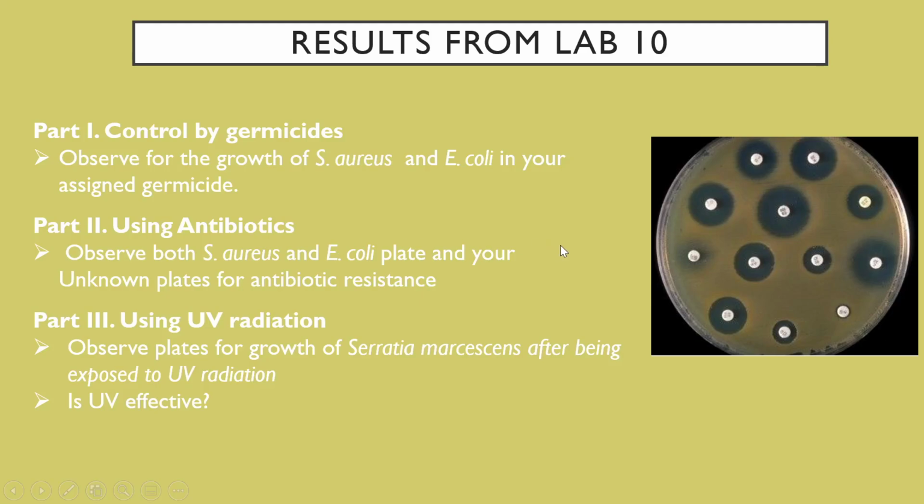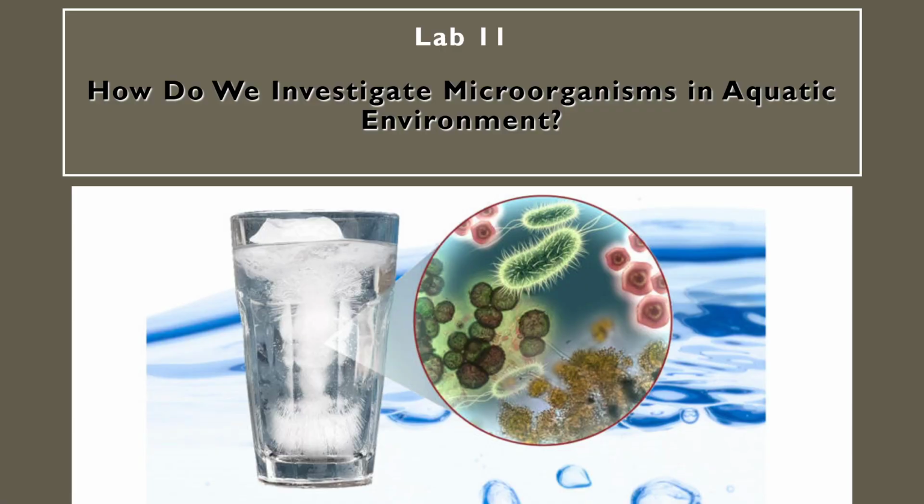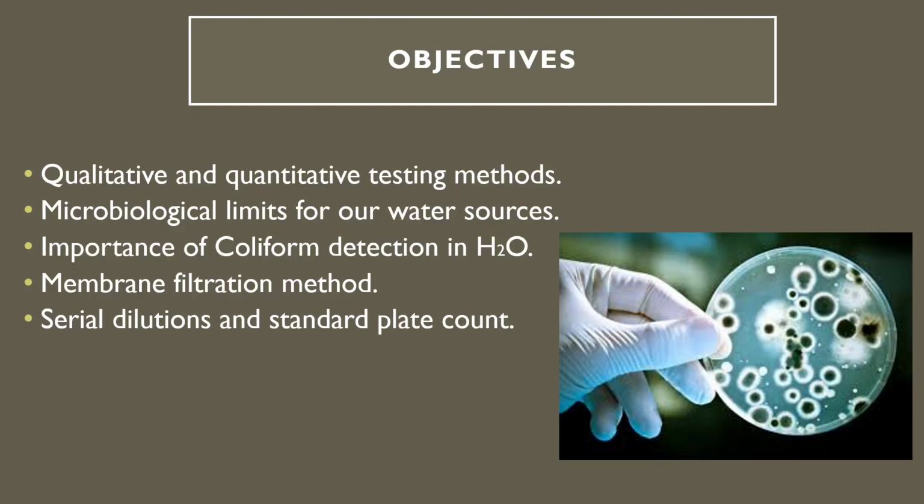So first thing would have been checking out the results from last week. So it's all the growth of our different organisms on our MacConkey agar. For Lab 11, we're going to be checking out how microorganisms can survive in aquatic environments and how we test for these microorganisms. So for the objective, we have qualitative and quantitative testing methods. We'll go over those. We have our microbiological limits, importance of coliform detection, membrane filtration, serial dilution, standard plate count.